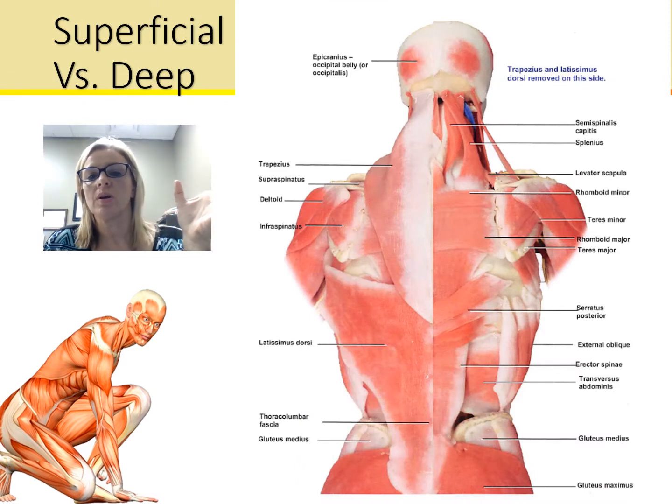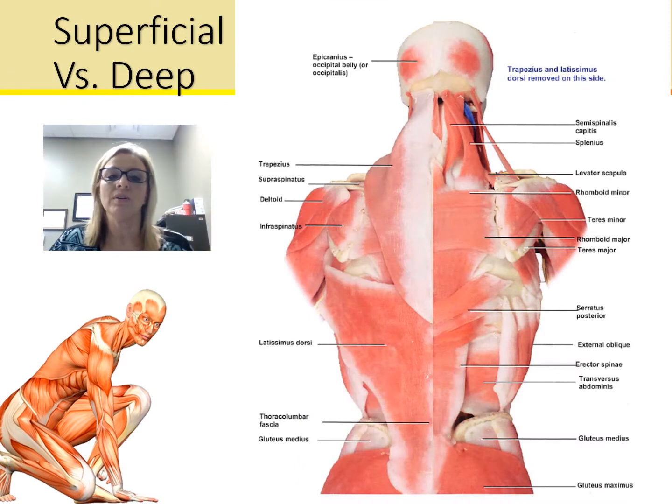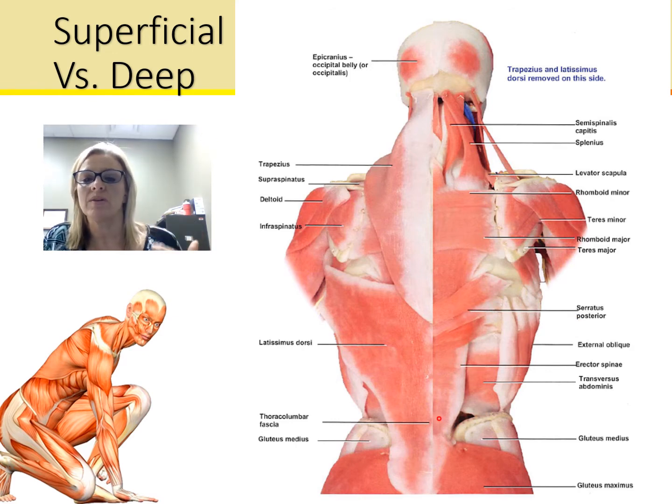This is a really good comparison slide because you can see here on the left the more superficial muscles: epicranius, trapezius, supraspinatus, deltoid over here, infraspinatus, latissimus dorsi. And then you can see this serratus and obliques, erector spinae muscles, all of these more deep muscles here. So use this as a good reference point.